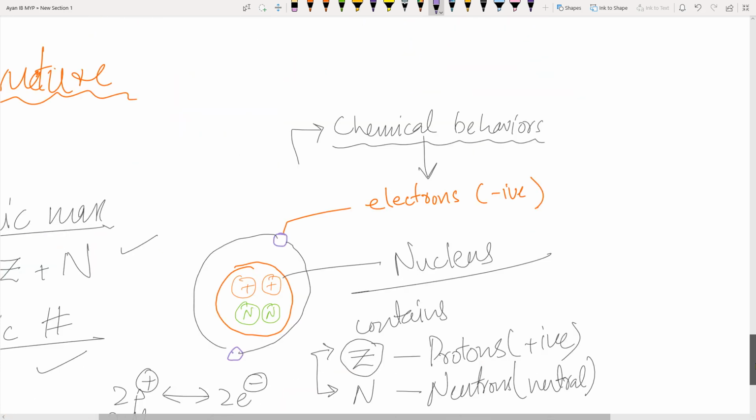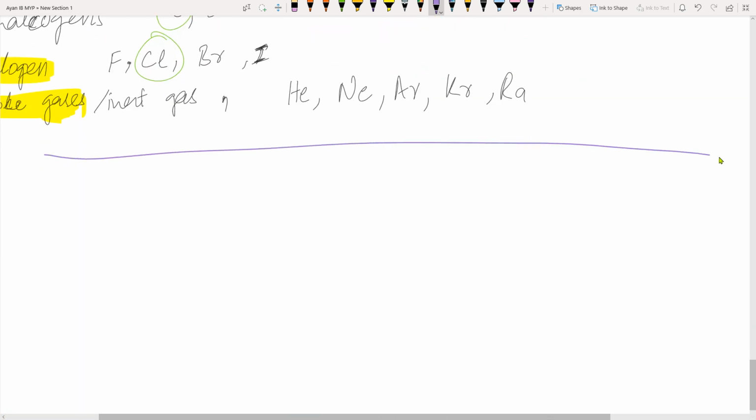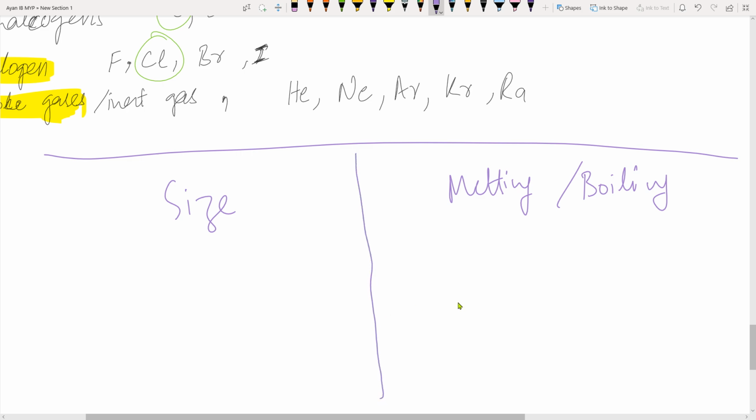So I'm going to give you two trends to remember for now, for size and for melting and boiling point. You can say physical properties for now, just relating the physical properties. So the size of the atom increases downwards, down the group we're going to call it. Let's signify this as size of atom increases.